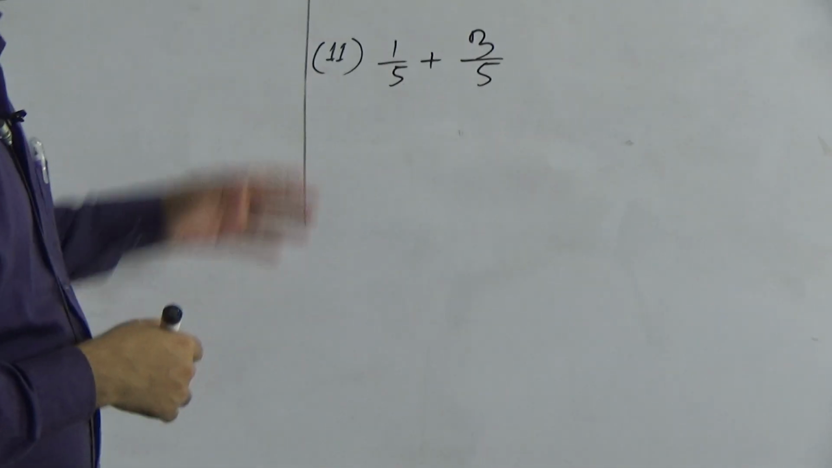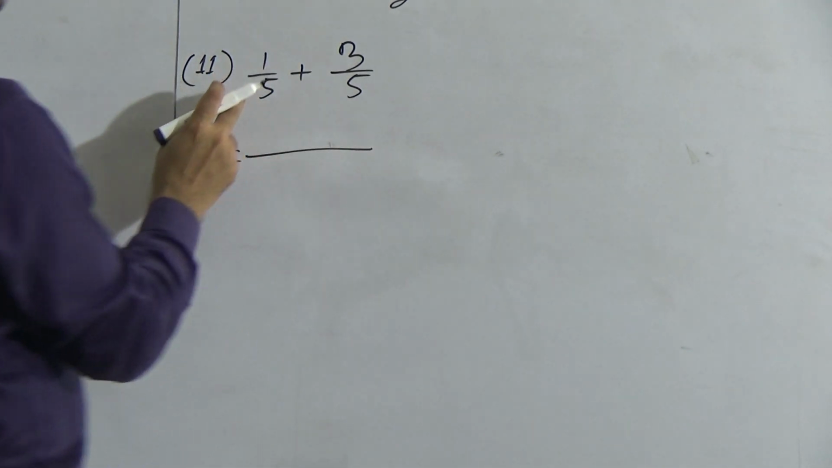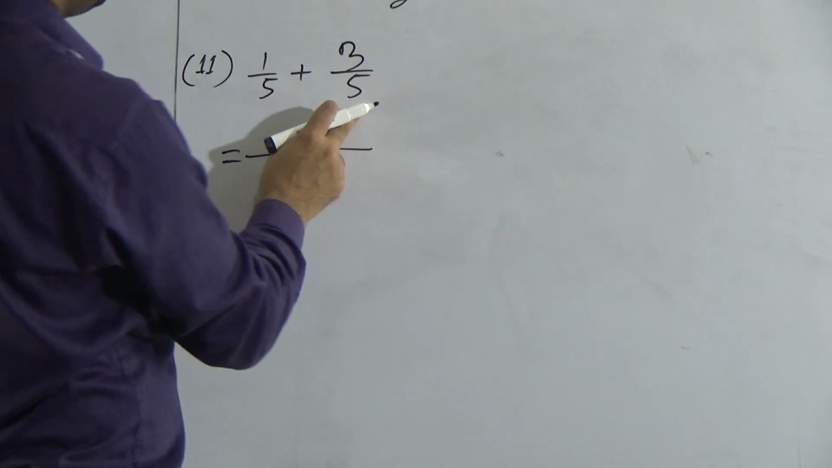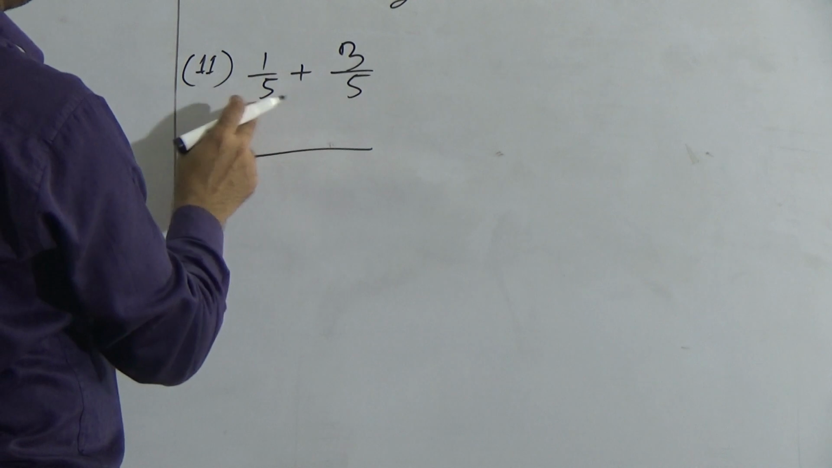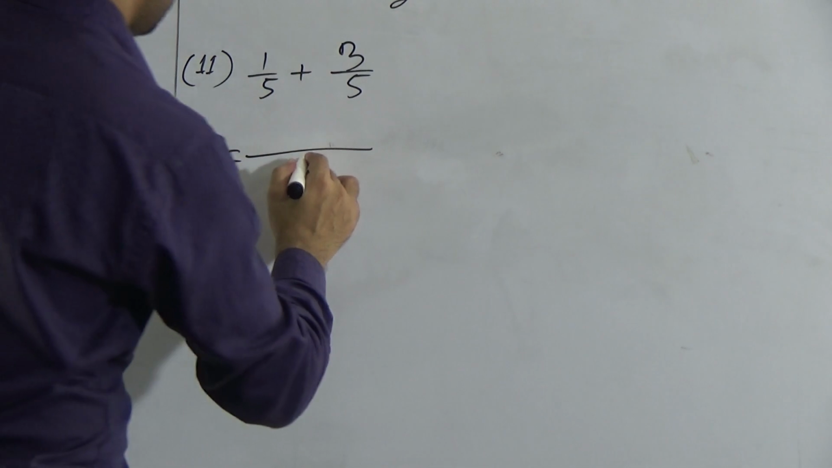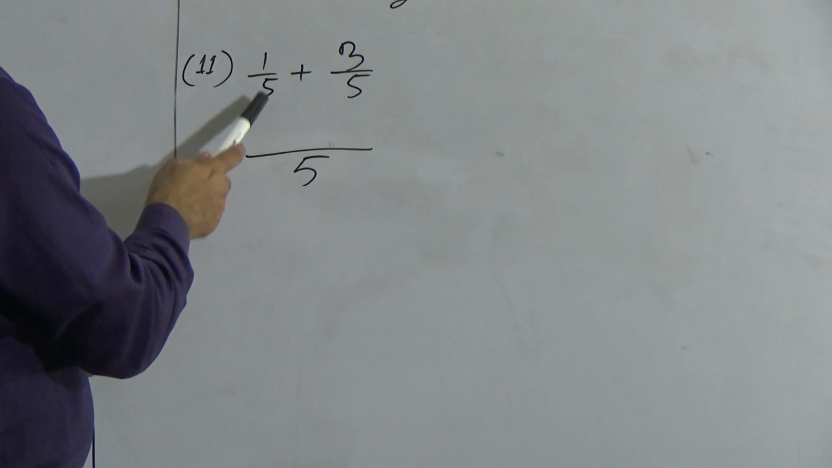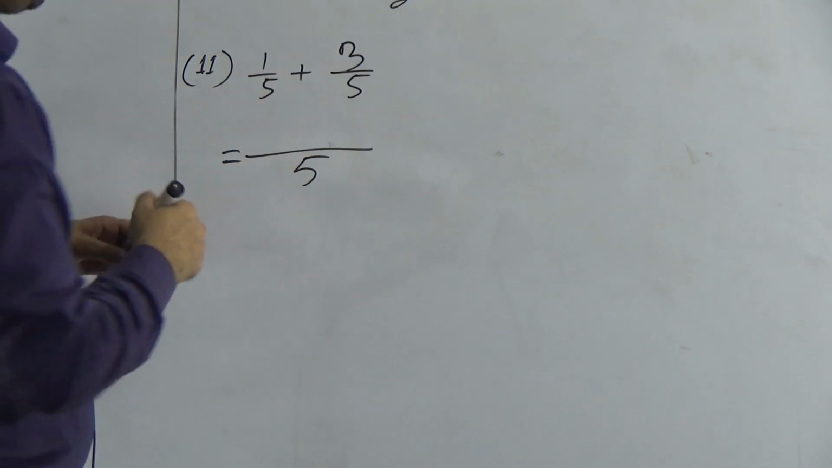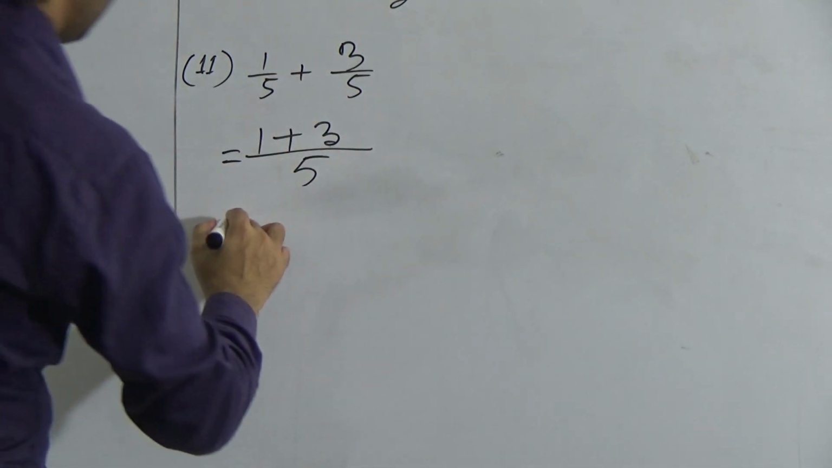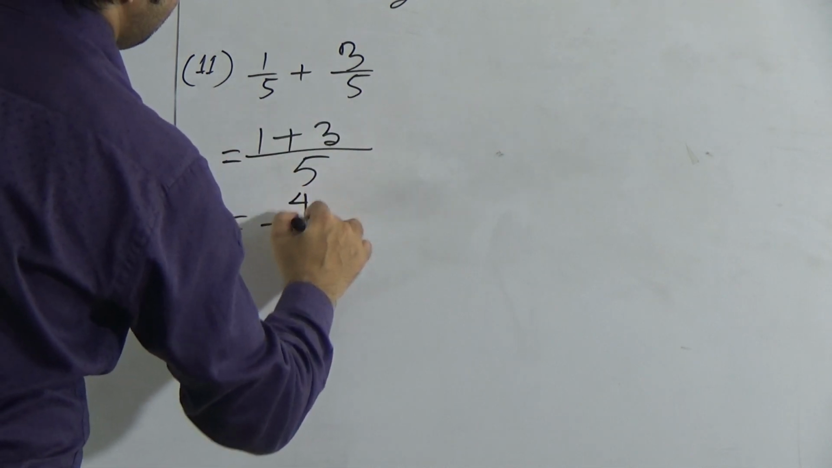Last question for today. Dear students, notice that here two fractions are given, 1 by 5 plus 3 by 5. We have to add these two. Here also the denominators of these two fractions are same. The denominators are 5. So we can write only one denominator. Now we have to add the numerators. So add 1 and 3. As here is addition sign, we can add. Now the sum of 1 and 3 is 4.